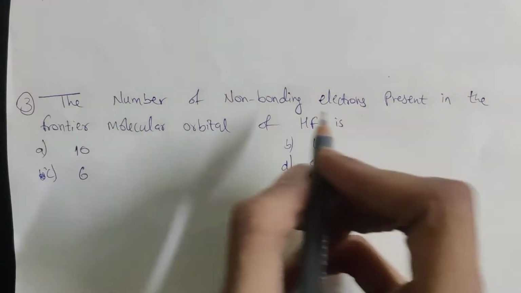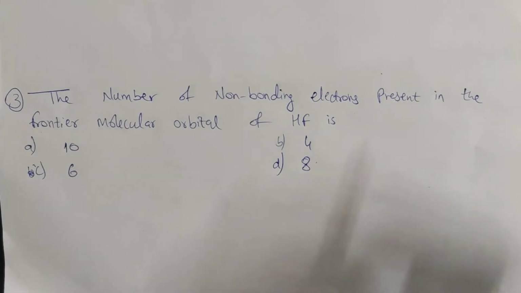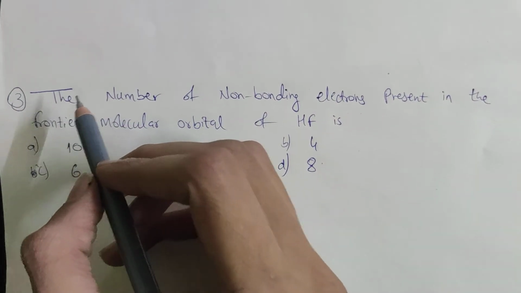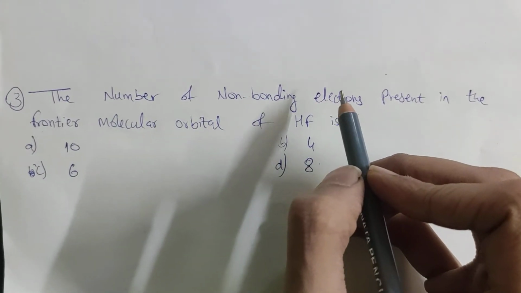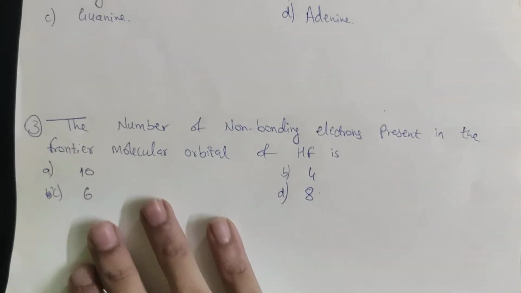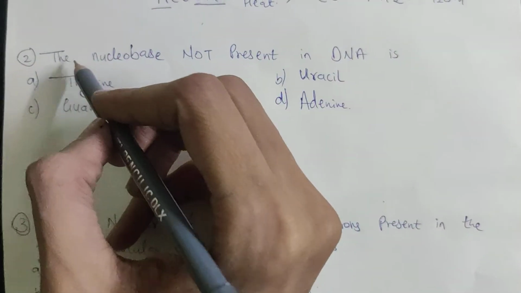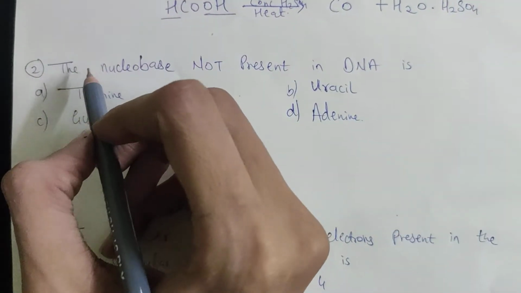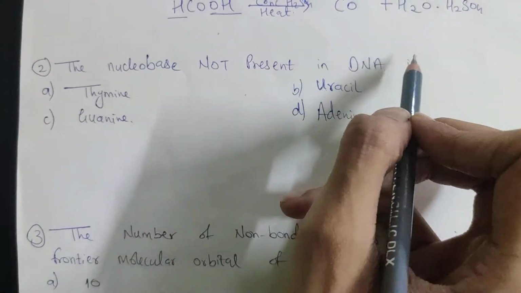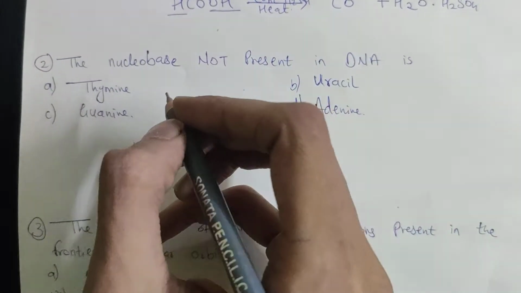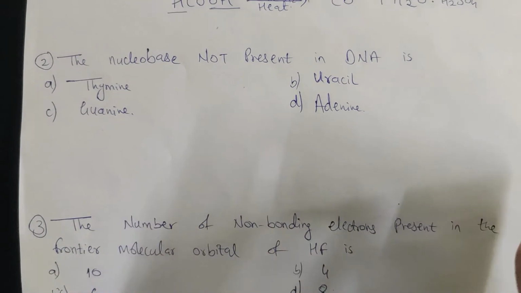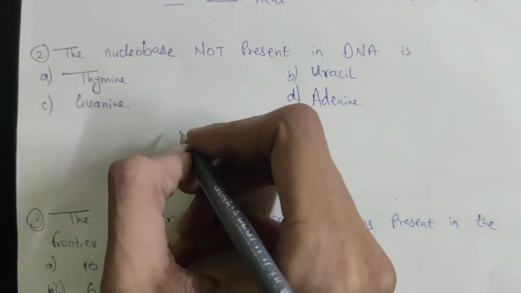Okay, now the next one is a very easy one, I can say. It says the number of non-bonding, no, this is the third one, sorry, this is the second one. So this is a very easy one. The question asks for the nucleobase not present in DNA. Now I think even a 10th standard kid would know this.